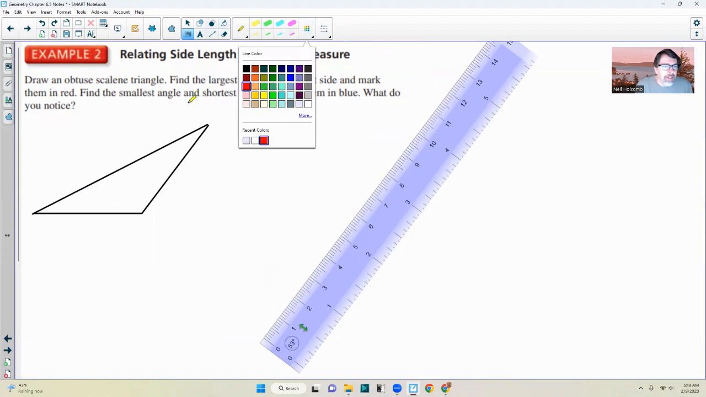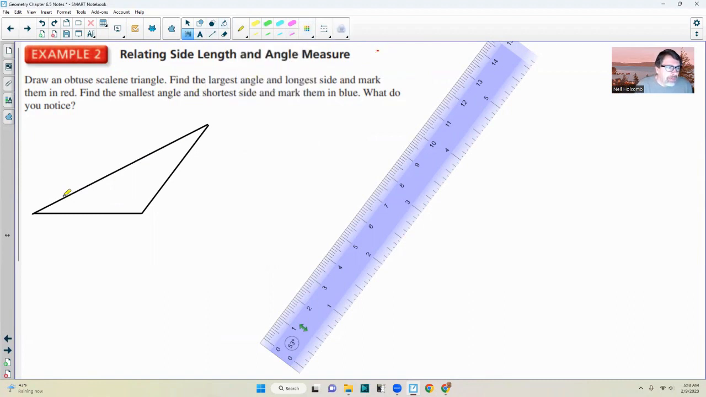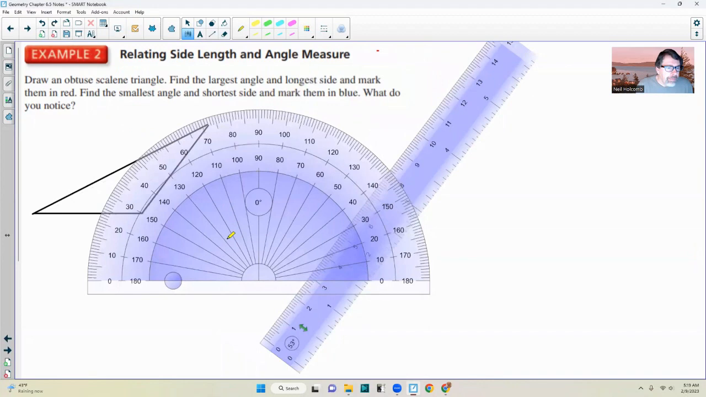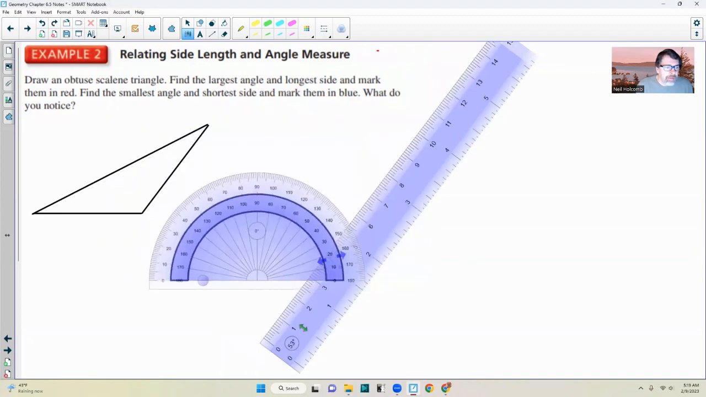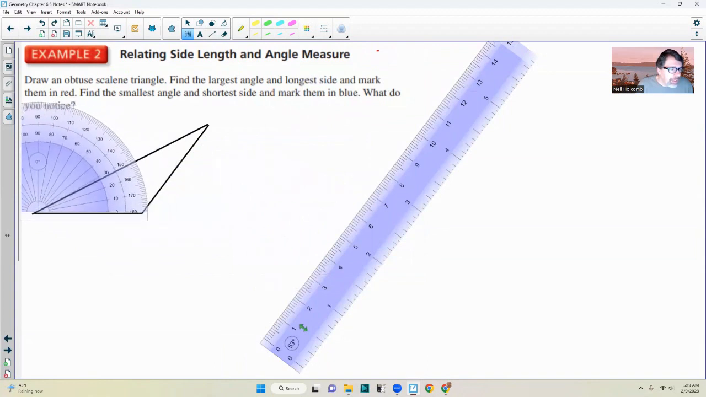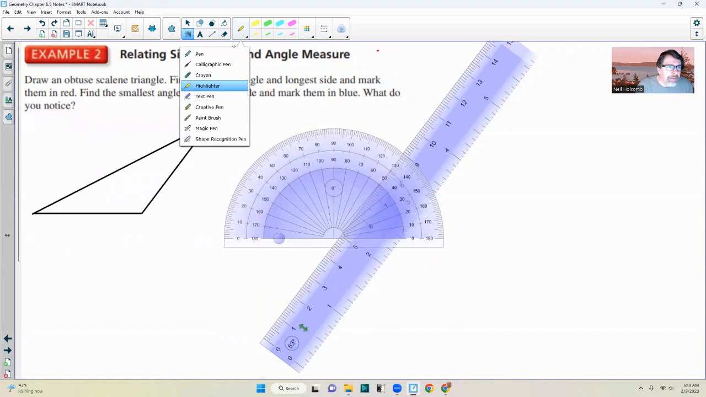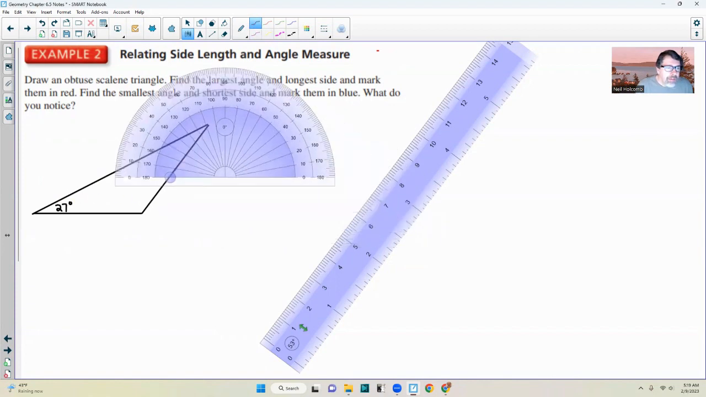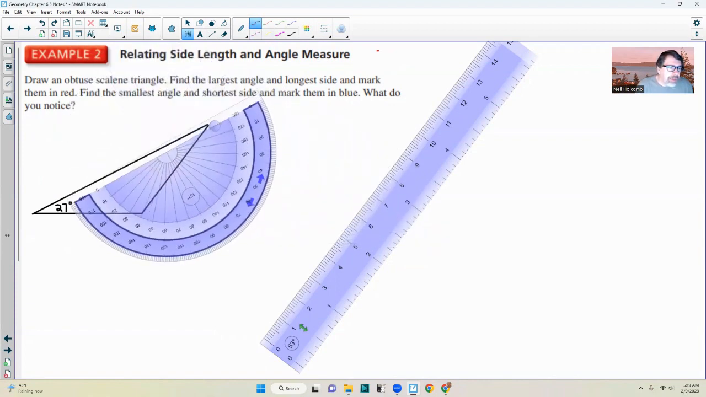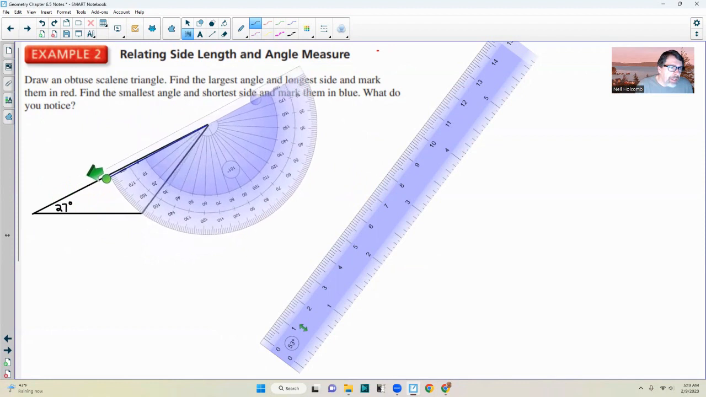And then it says find the largest angle. Okay, so if I take a protractor now and make it a reasonable size, there we go. And if I put this right here, this is on 0. This angle right here is 27 degrees. Okay, so I'm going to mark that. This is 27 degrees. Then if I take my protractor, rotate it around, and put this right here, as close as possible to 0.